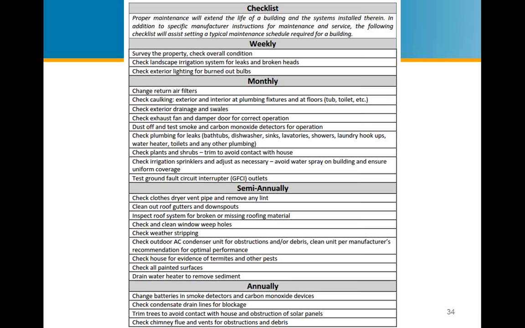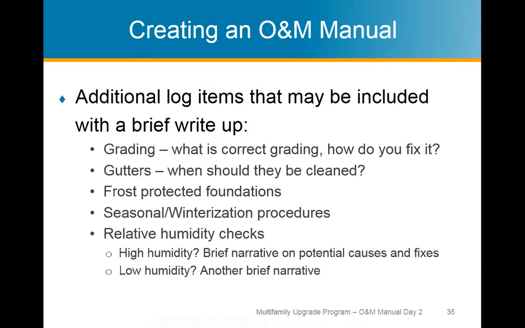And so for additional log items that may or may not be included in a boilerplate template, we can have grading. What is the correct grading on your site, and how do you fix it? That's a big one, and it might be extremely relevant to some sites and completely not an issue for others. And then gutters, that was an item on the list on the previous page, but it's something that should be noted. Where are they? Do all the buildings have them? And when should they be cleaned?